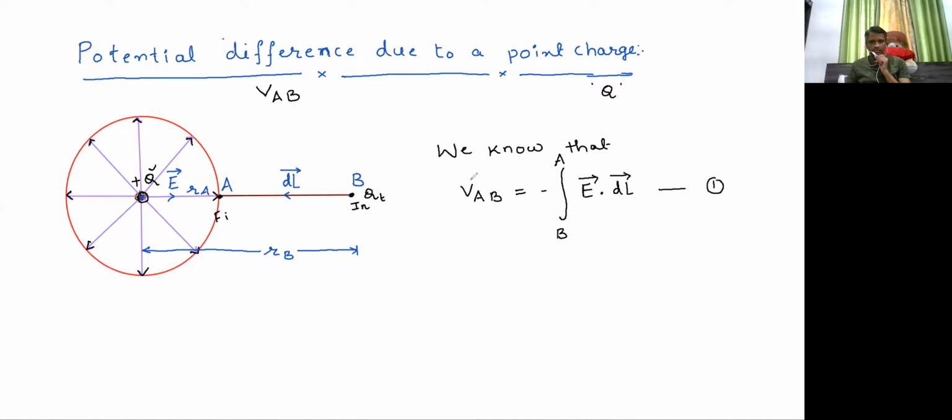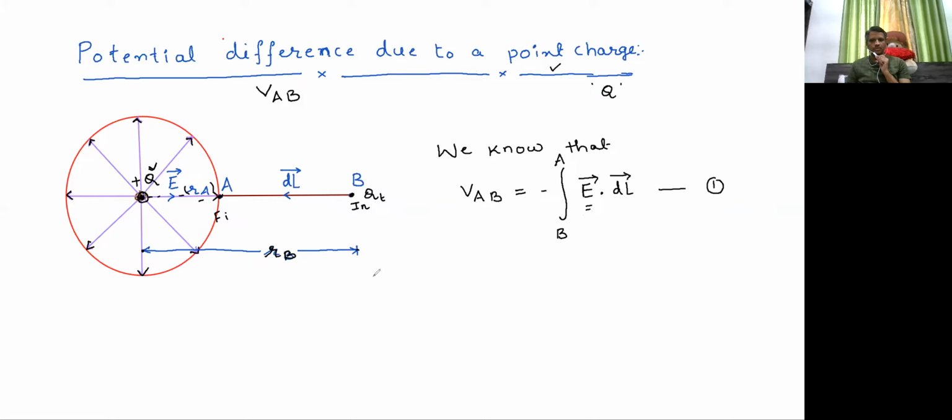Now our intention is to get this VAB in terms of these distances. If you observe, the distance from the center of the sphere to the point A is denoted by RA, and from the same center to the point B is denoted by RB. And the charge here is Q. We have to get this VAB in terms of RA, RB, and the charge Q. How do we get that? Here, our title itself is potential difference due to a point charge. So E may be varying or may be different at RA and RB, but the radial distance here is r.